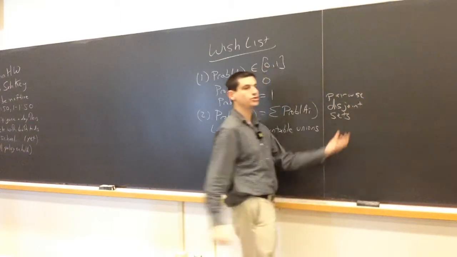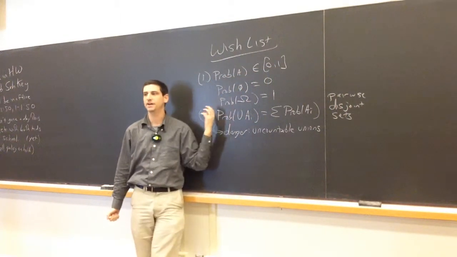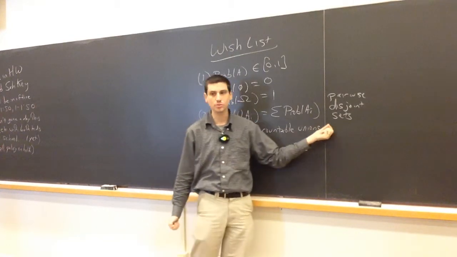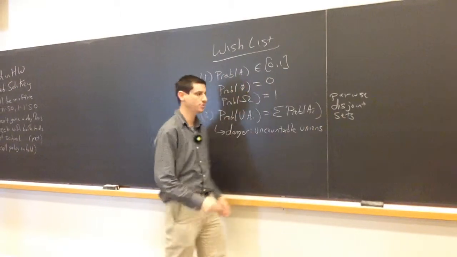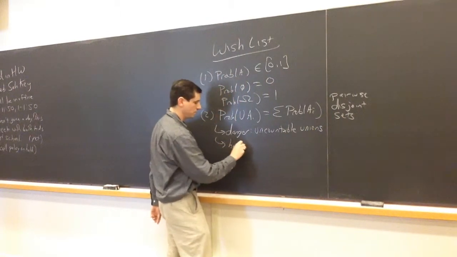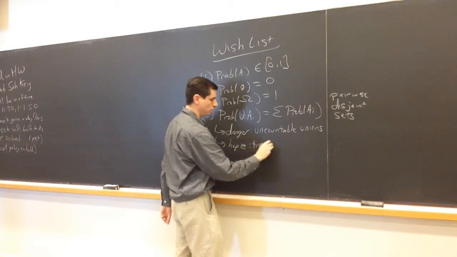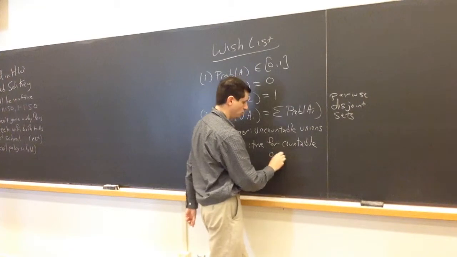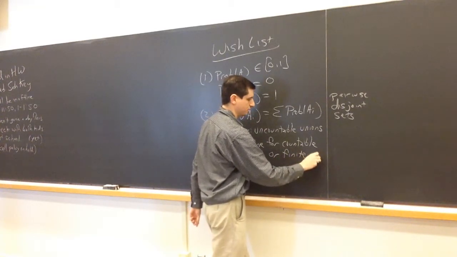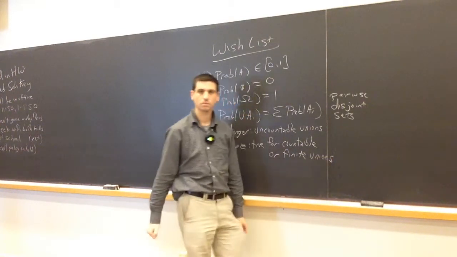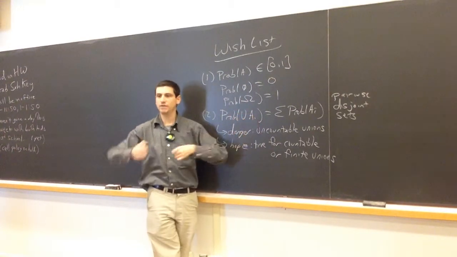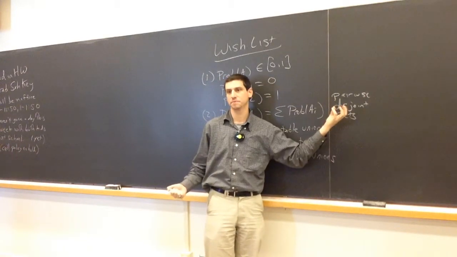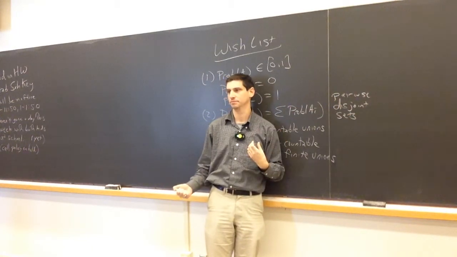This means if you choose two different sets, A1 and A5, there's no element in common. And we said that if it's an uncountable union, this is dangerous. We don't expect this to be true. The hope is that it's true for countable unions or finite unions. What this is basically saying is if we have a bunch of disjoint events, then the probability that at least one of them happens is the sum of the probabilities that they happen.